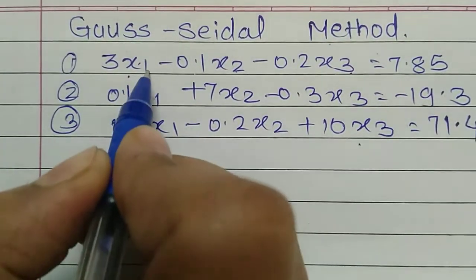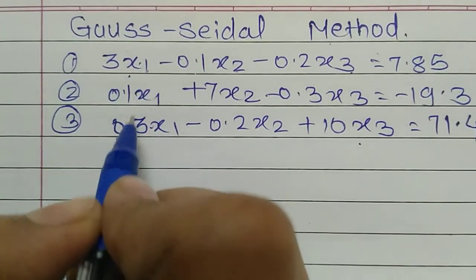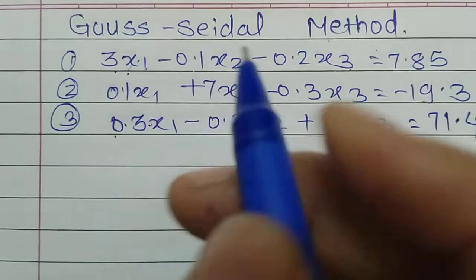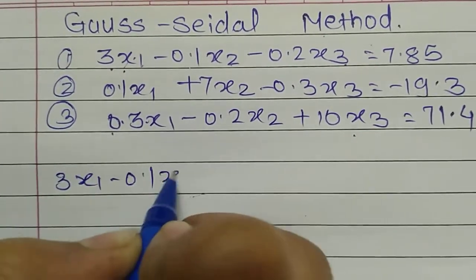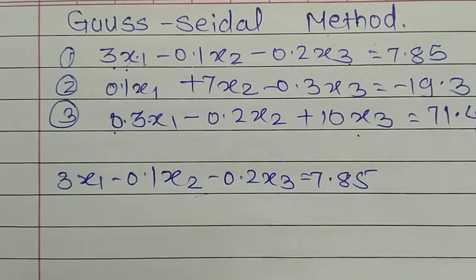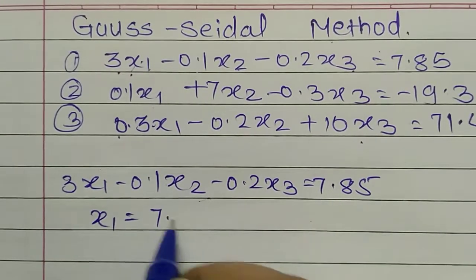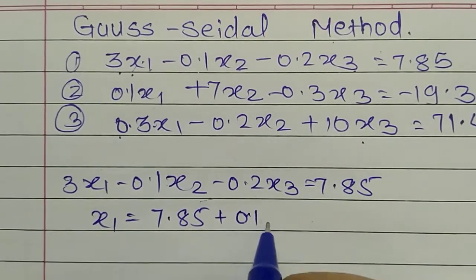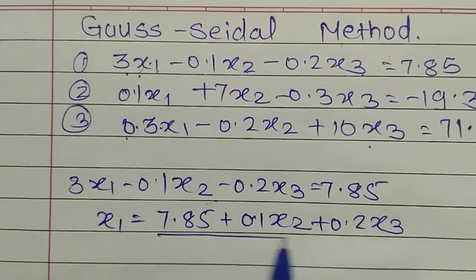So let's solve. For solving x1, we have to see which equation has the greater coefficient of x1 and take that equation to solve it. Here we can see 3 is the bigger coefficient, so we will take that to solve x1. So 3x1 minus 0.1x2 minus 0.2x3 is equal to 7.85. Now I will rearrange the equation in the form of x1. So it will become 7.85 plus 0.1x2 plus 0.2x3, divided by 3.